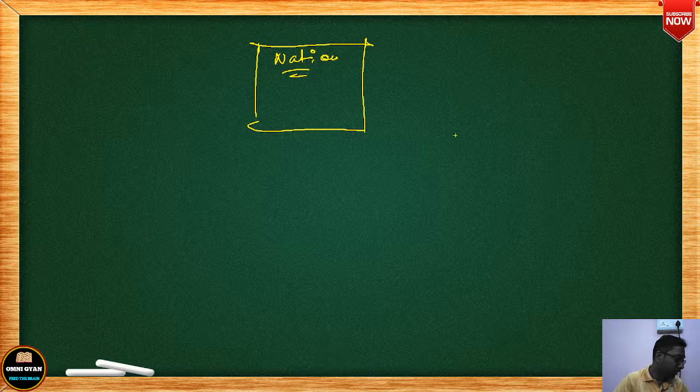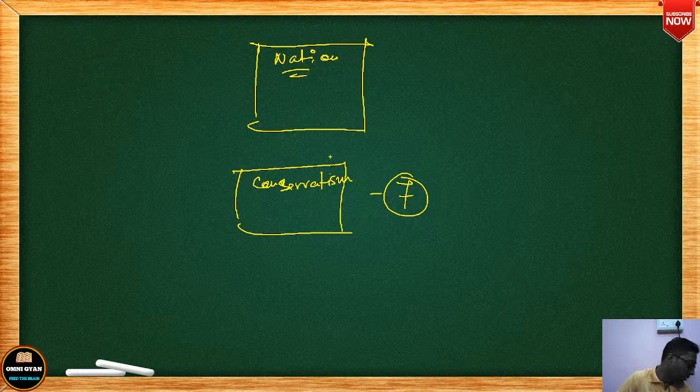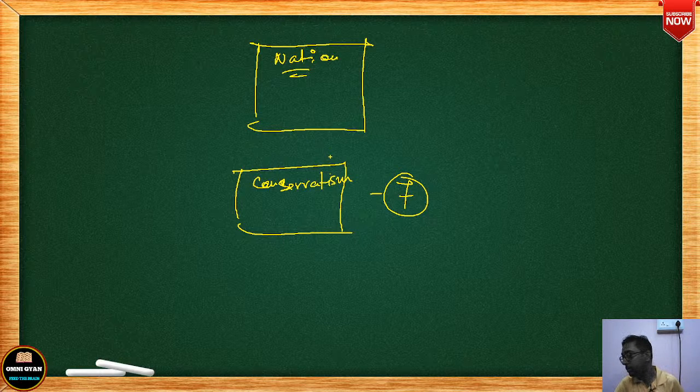Conservatism. This is already here on page number 7 in that box. You'll find the definition of conservatism: a political philosophy which stresses the importance of traditions, established institutions and customs. So something that focuses on traditions and customs is called conservatism. And they do not believe in changes.